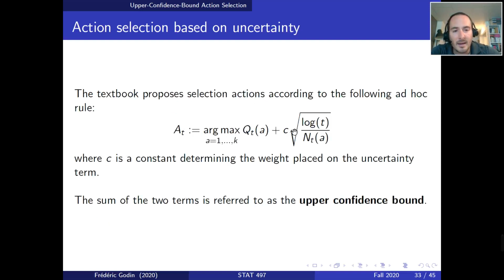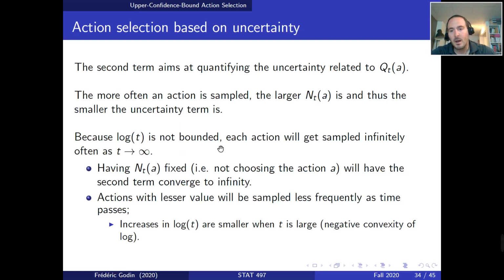Furthermore, if we go back here one slide, this log of t is not a bounded function. As t goes to infinity, log of t converges to infinity also. So why is that important? It's because it ensures that every action, and here we assume that we have a finite number of actions, it's the k-arm bandit, k is finite, will be sampled an infinite number of times.